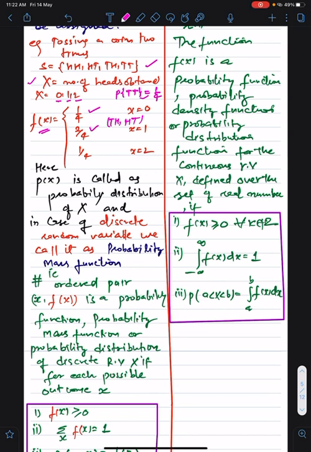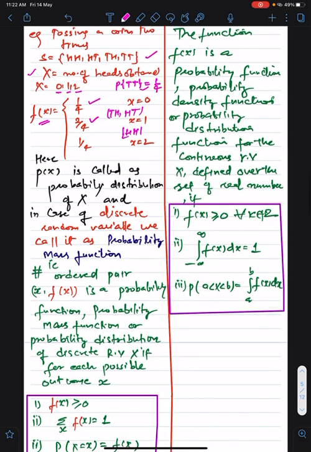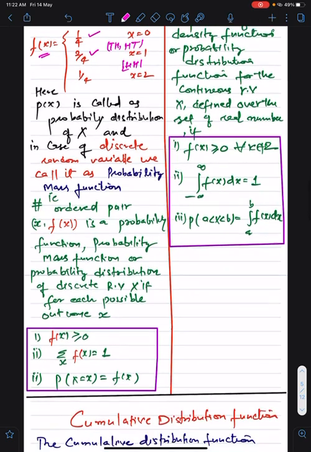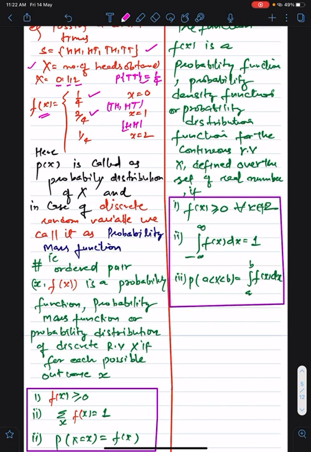Next, for x equals 2, that means I am getting two heads. The possible outcome corresponding to this will be head head. So the probability for x equal to 2 will be the number of favorable cases, that is 1, over the total number of cases, that is 4. So it will be 1 upon 4.